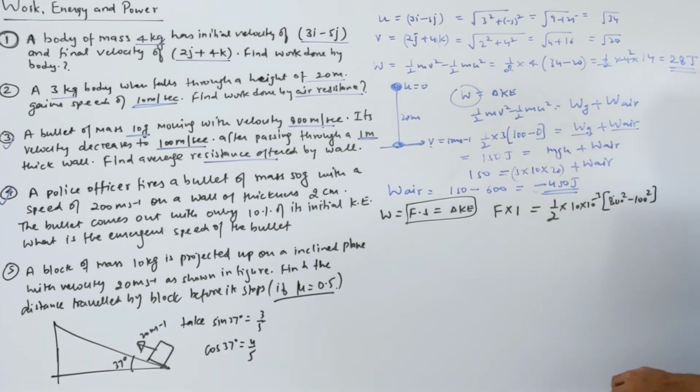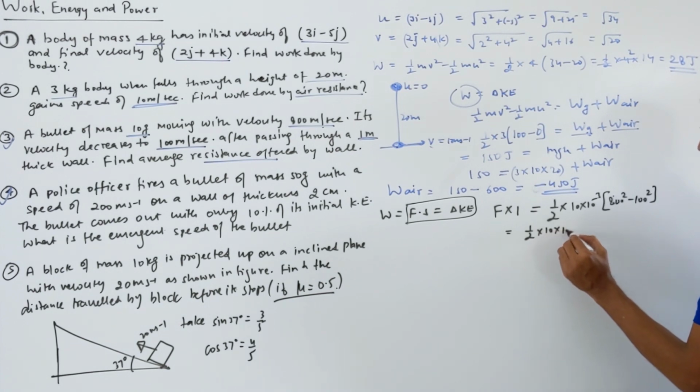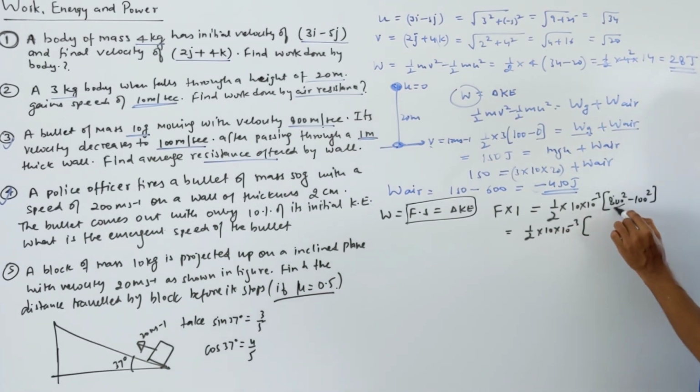100 squared. So you can simplify this simply: 1 by 2 into 10 power minus 3. What you do is take these 2 zeros common, so it becomes 64 minus 1. 8 squared is 64, minus 1 means it becomes 63 into 10 power 4. These 2 zeros I took outside.